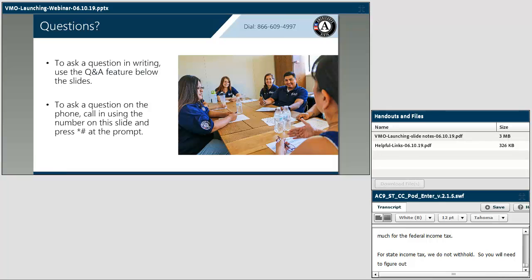For state income tax, we do not withhold. So you will need to figure out, A, if you will owe or have to pay state income tax for the state where you're living, and B, how much. You can go to the website for your state's Department of Taxation and look up the tax table, and it'll say if you earn between this much and that much, your filing status is, say, single, this is what your tax liability would be for the year. And then you can break that up and put aside a little bit of money every pay period or every month so that next year when it's time to do your state income tax, you will have saved up whatever is going to be expected of you to pay.